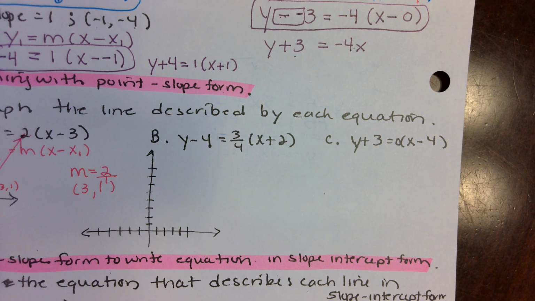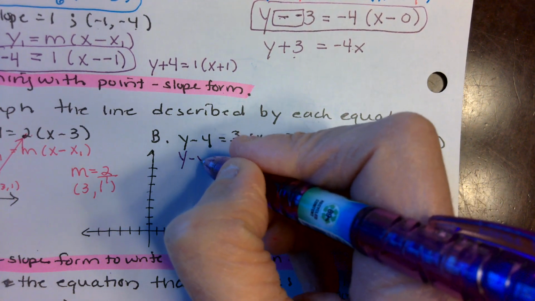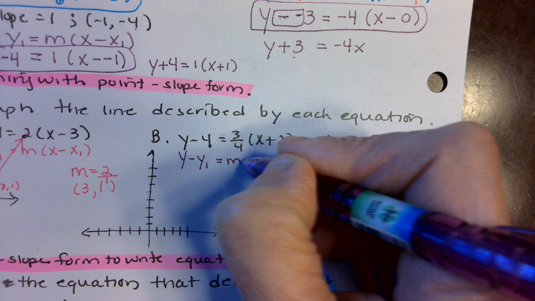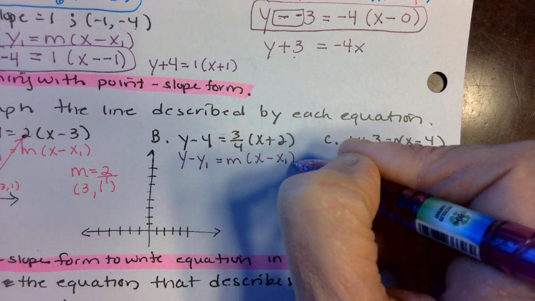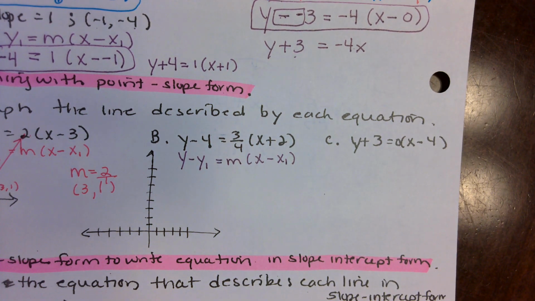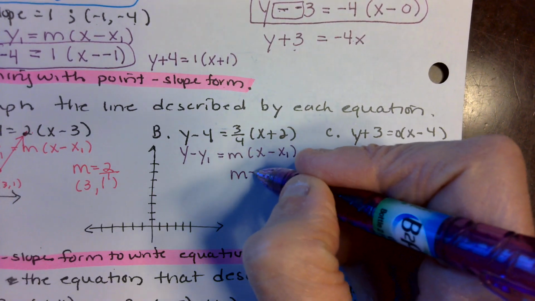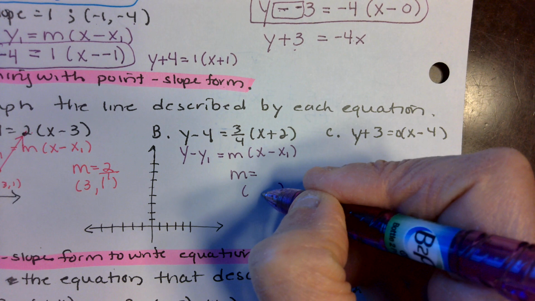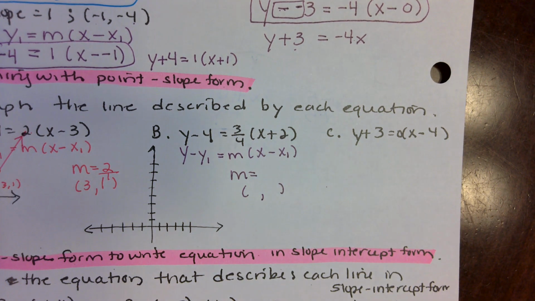Then what I want you to do, I'll write the equation under it, and I suggest you do this if you're struggling at all. I would like you now to see if you can come up with the slope and the coordinate. You need to pull both out and be very, very careful about your signs. Try it.